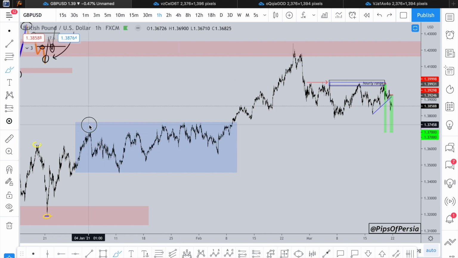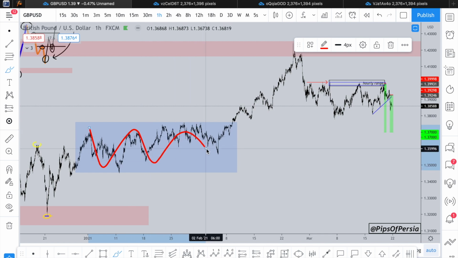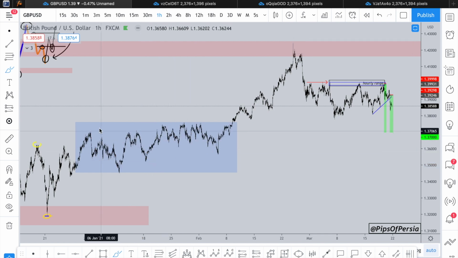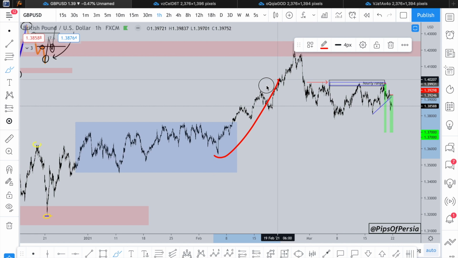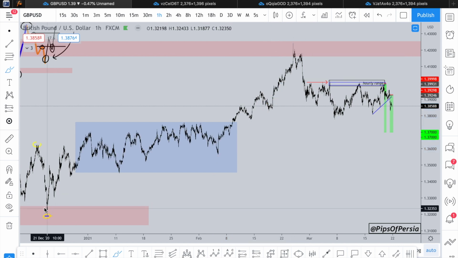But either way, this reaccumulation over here was quite interesting, because it looks as though it was actually this reaccumulation that sponsored the final move to the upside. It wasn't necessarily the demand down here. It could have been, but I'm not necessarily going to take into account this demand all the way down here.